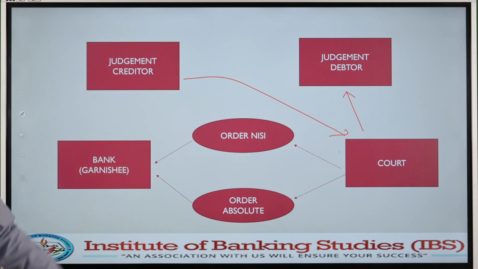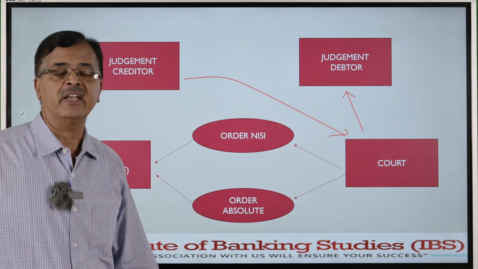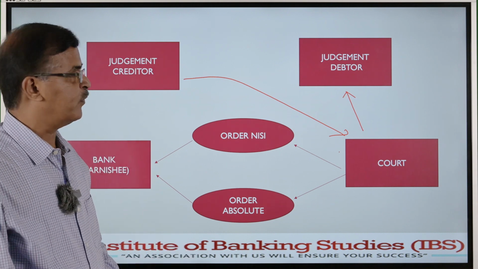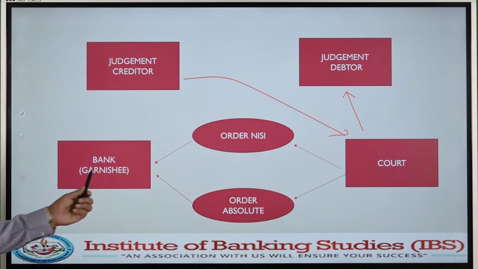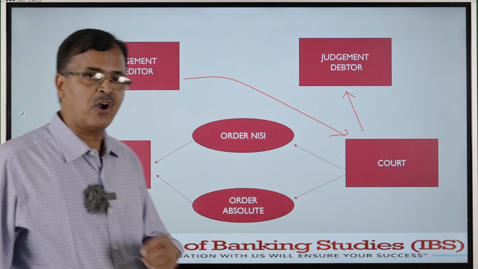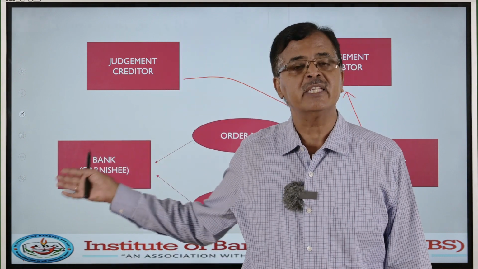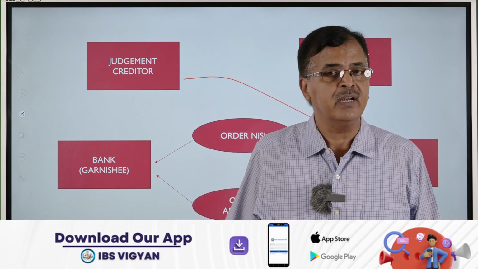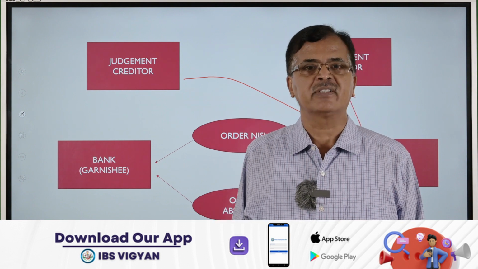Normally the creditor will give certain information to the court, that so and so, the debtor, is maintaining an account with such and such bank. With this information, the court will issue its first order to that bank. This first order is known as the order nisi. In the first order, the court will ask the bank whether so and so is maintaining any deposit account with your bank, and if such a deposit is there, why can't you attach these funds as per this court order?